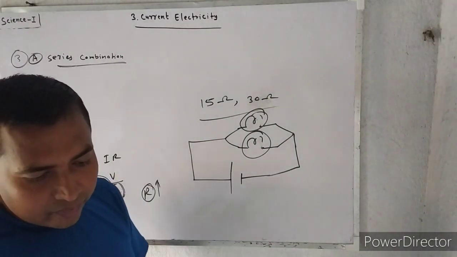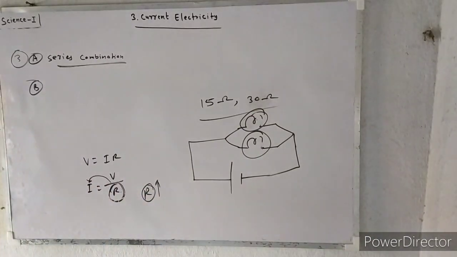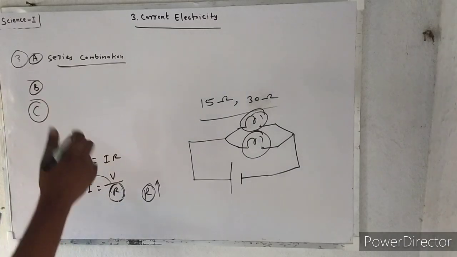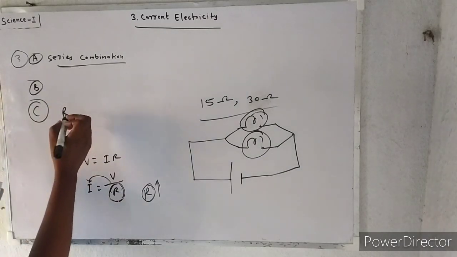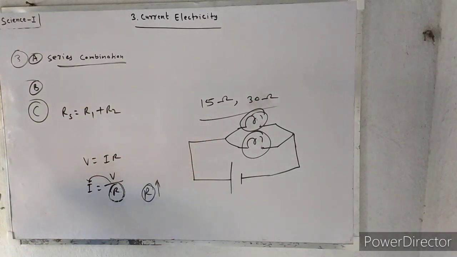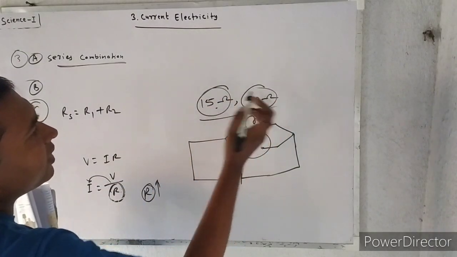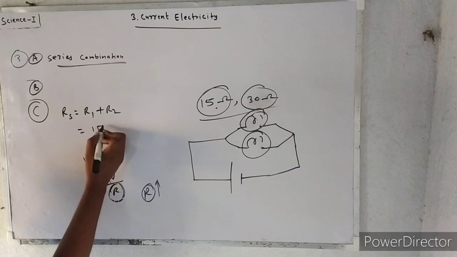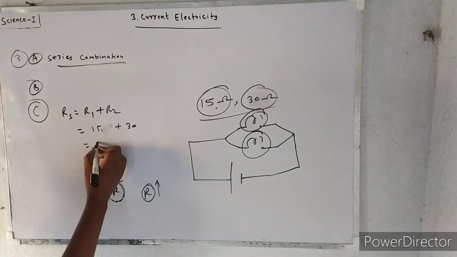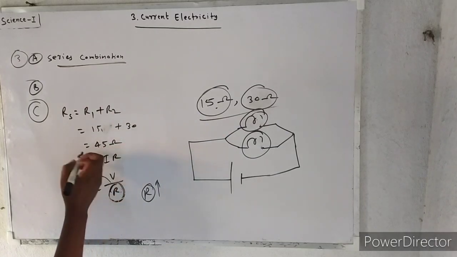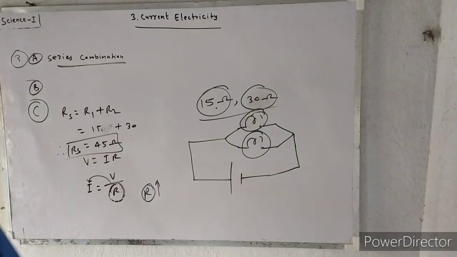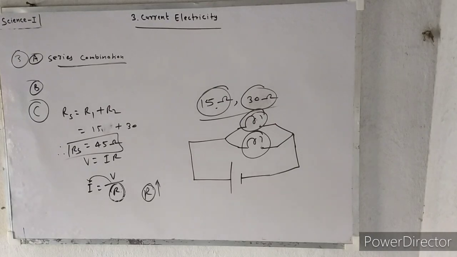Now see, what will be the effective resistance in the circuit if you connect the bulbs in series combination? In that case effective resistance will be Rs is equal to, we know that, R1 plus R2. There are two resistors having resistance 15 and 30 ohm. So in this case 15 plus 30, that is equal to 45 ohm. Answer. Therefore, understood?